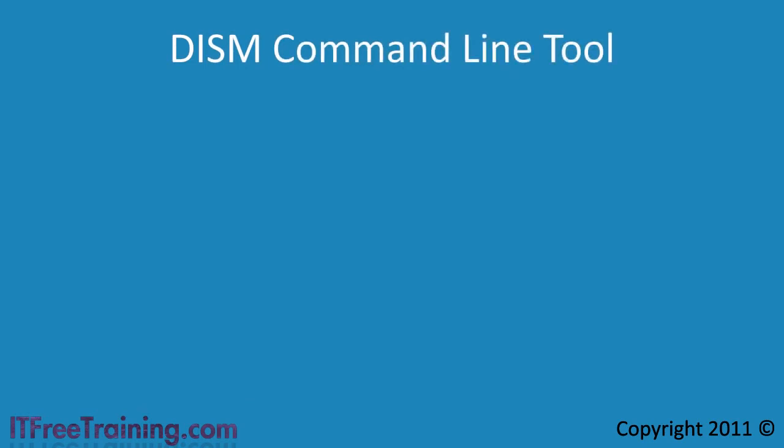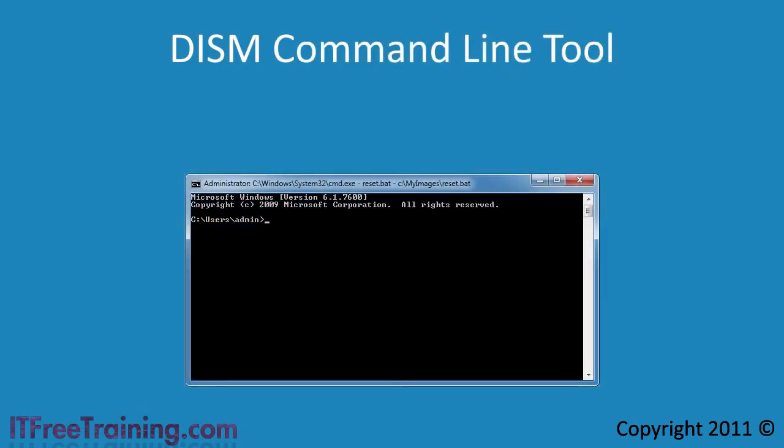Now let's have a look at how to use the DISM command line tool. Before I start using the tool, I'm going to add a directory to the environment variable path. This will make sure that when I run the tool, Windows can find it. If you have the Windows AIK installed on the computer, you can run the deployment tools command prompt from the start menu, and this step will be done for you.